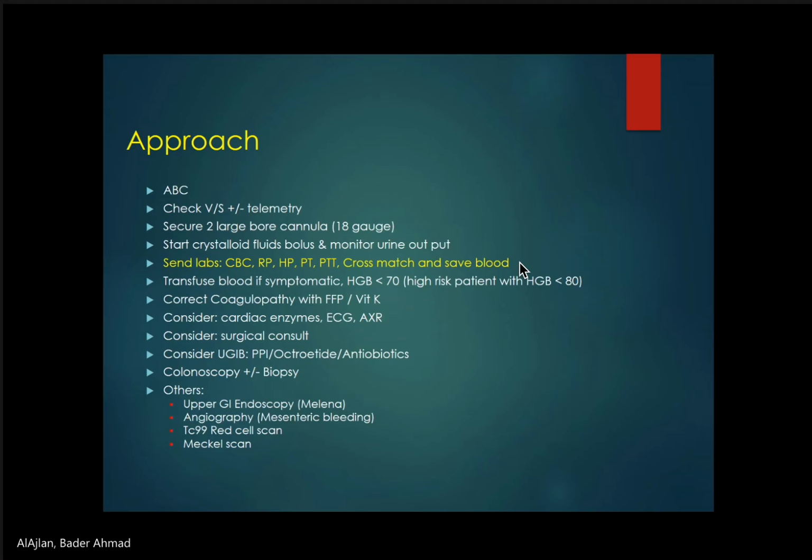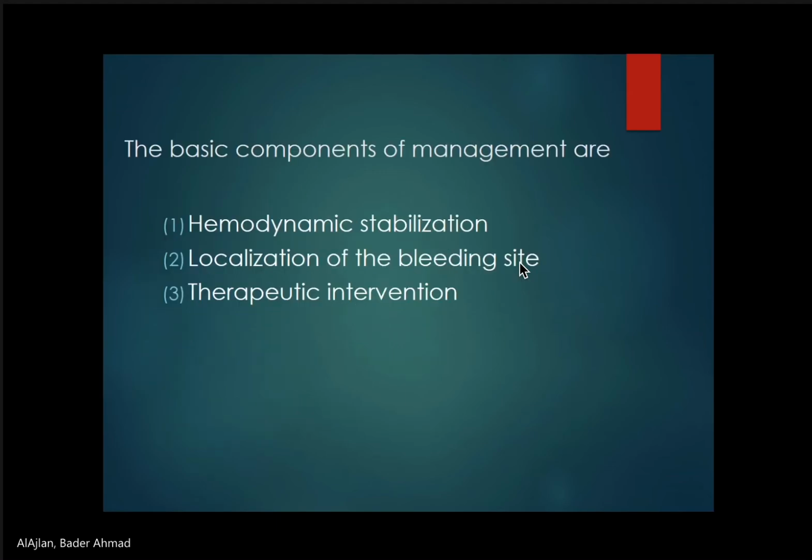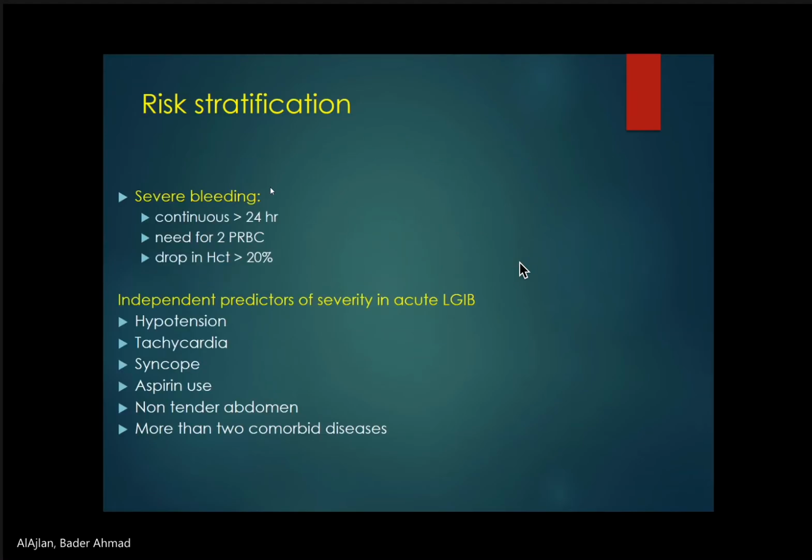IR should also be alerted, because these lower GI bleeds can deteriorate really quickly. Sometimes, if there is hemodynamic instability and concern for an upper GI source, we do upper GI endoscopy. And we also need to prepare patients for colonoscopy, which we'll talk about. So the basic components of management are stabilization, localization of the bleed, and therapeutic intervention.